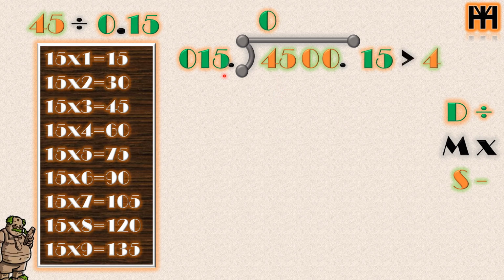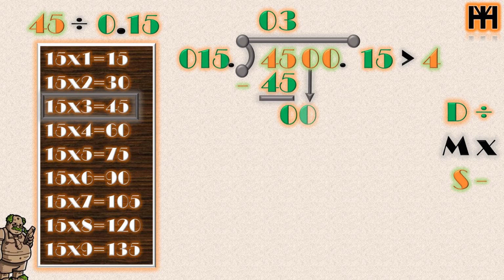That places 0 here. 45 divided by 15. Okay, so 15 times 3 is 45. So 3 is our number. Let's place 3 here. Then the multiplication, 3 times 15, it's 45. Then subtract them. The answer is 0.